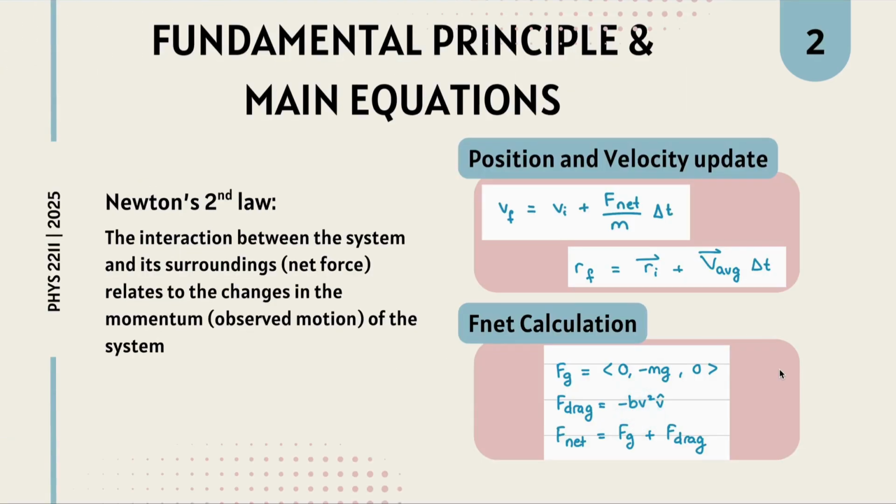The fundamental principle of this lab is Newton's second law, which states that the interaction between the system and its surroundings results in a net force related to the change in momentum, which is the observed motion of the system. The main equation used in this lab is the position update formula. This one is derived from the velocity equation, as well as the velocity update formula, which is derived from the momentum principle, which is Newton's second law. We also have the F-net calculation in this lab. It involves gravity, the one on the Earth's surface, and the drag force, which is in the negative direction of the velocity.